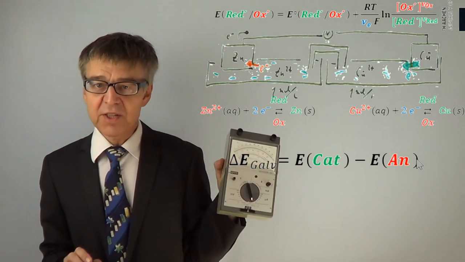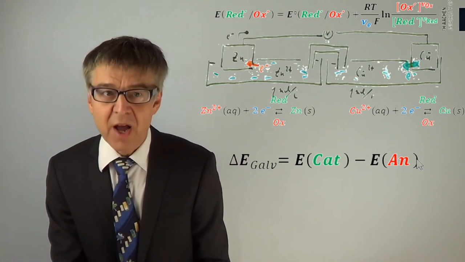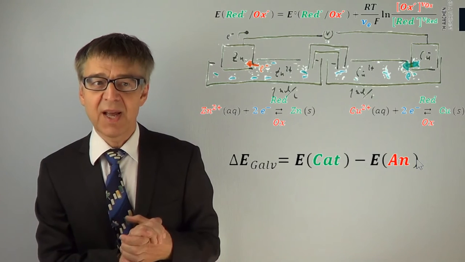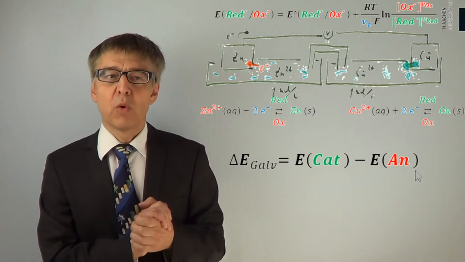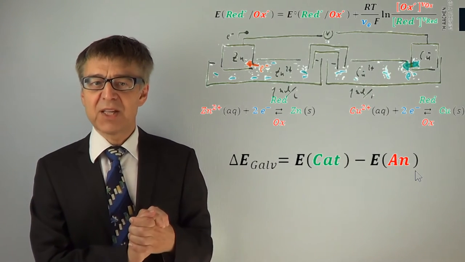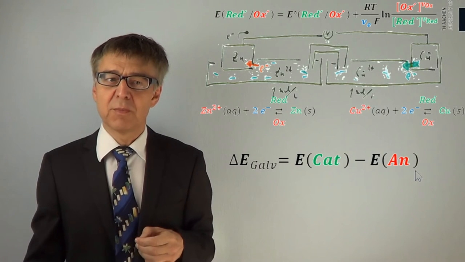The voltage of the cell, the potential difference we can measure, corresponds to the difference between cathodic potential and anodic potential. When measured as an open circuit voltage, we call this potential difference delta E, or EMF for electromotive force.